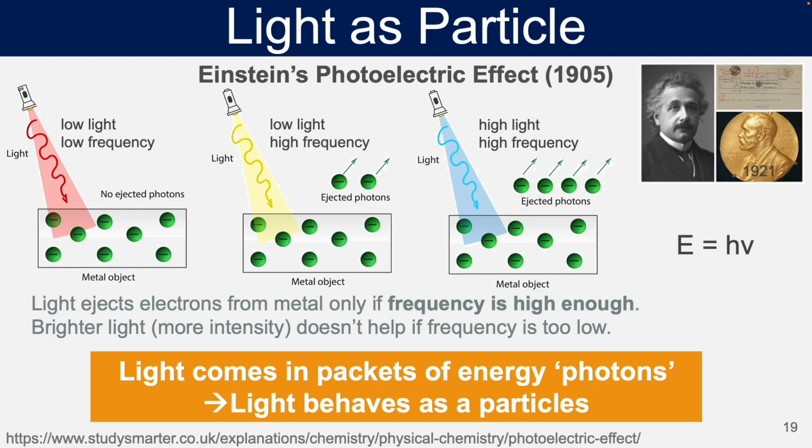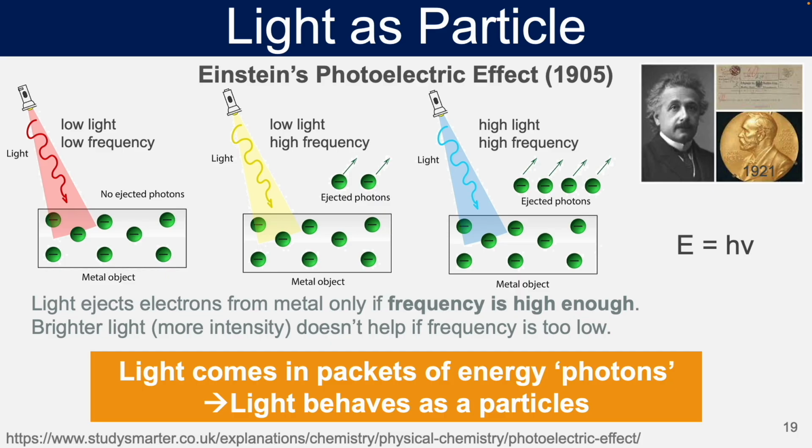Imagine shining light on a clean metal surface. If the light's frequency is high enough, electrons are ejected from the metal. But if the frequency is too low, no electrons come out, no matter how bright the light is. Classical wave theory couldn't explain this. According to it, making the light more intense should always knock electrons out, regardless of color. But experiments showed the opposite. Frequency, not brightness, was the key.